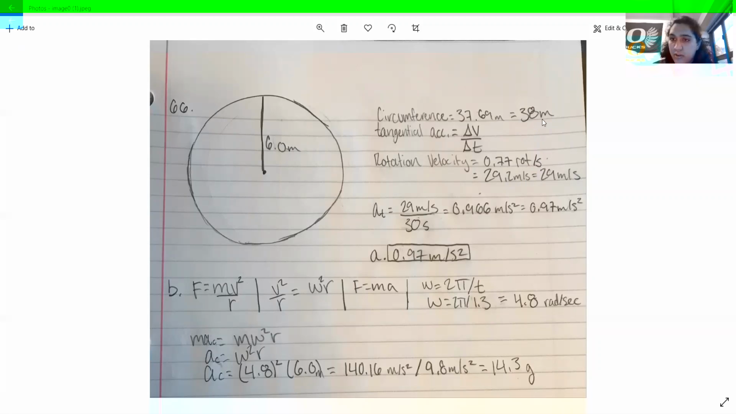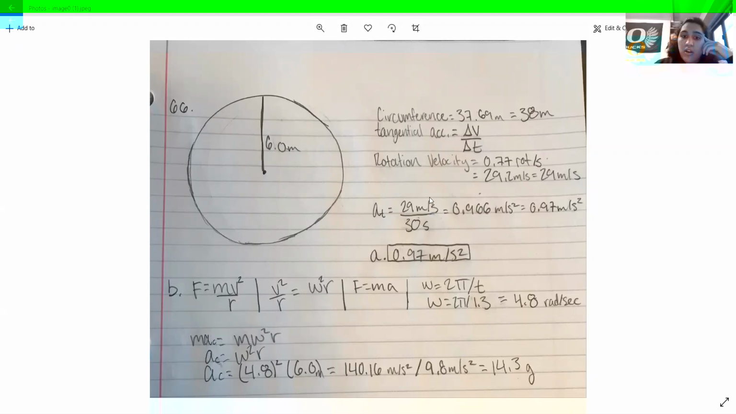We multiply our 38 meters of our circumference by our 0.77 rotations, which will get us how many meters we travel in a second, which will give us our velocity, which will be 29.2 meters per second, but with significant digits, we now get 29 meters per second for our rotational velocity. So that's our change in velocity. And then we just need our change in time, which it gave to us as 30 seconds.